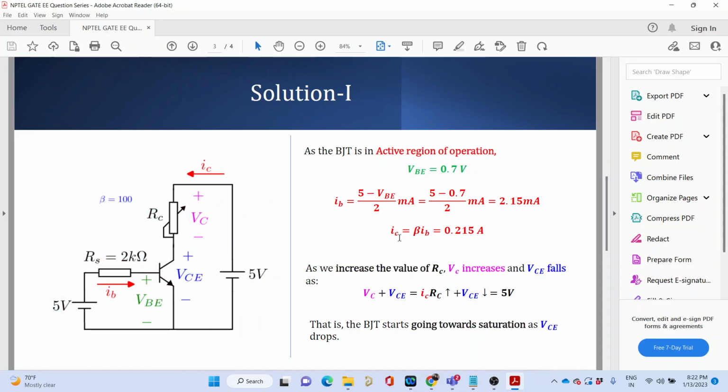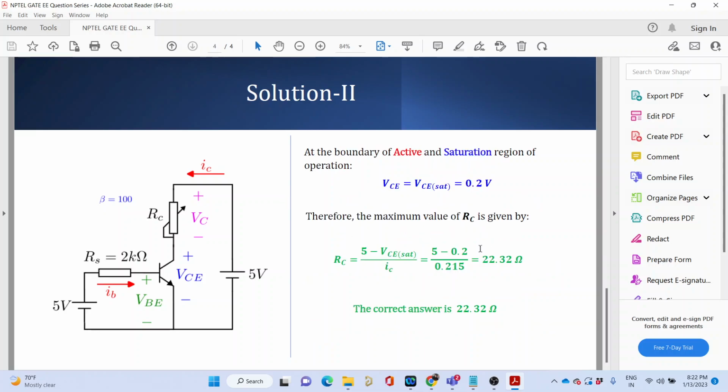So we have already found IC, and we already know that VCE is 0.2. The only thing that we are left to find is the value of RC. So (5 minus 0.2) divided by IC, that is the value that we have got. If you do that, (5 minus 0.2) divided by 0.215, that is 22.32 ohms. So this is the answer.